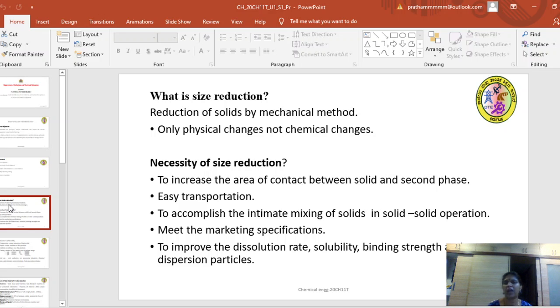It also helps to accomplish the intimate mixing of the solids.